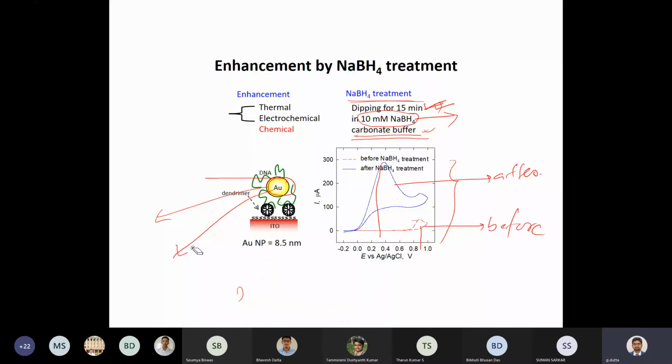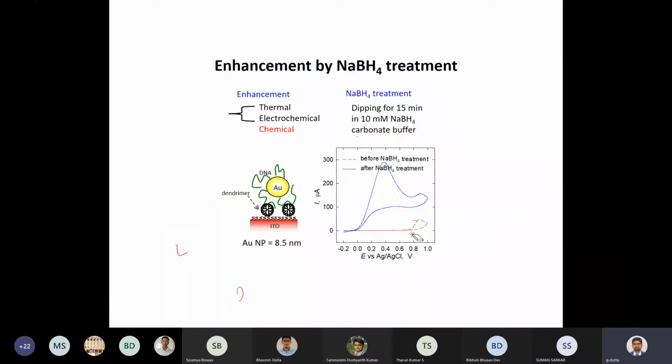In the gold case, it is clearly visible, from the cyclic voltammetry, that before and after activation the peak has shifted to the left-hand side, which means this is the highly active one. The lower current and higher potential peak mean very low electron transfer. In the blue case, the electron transfer rate is very high and the catalytic activity is also very high. These two things. Clear?